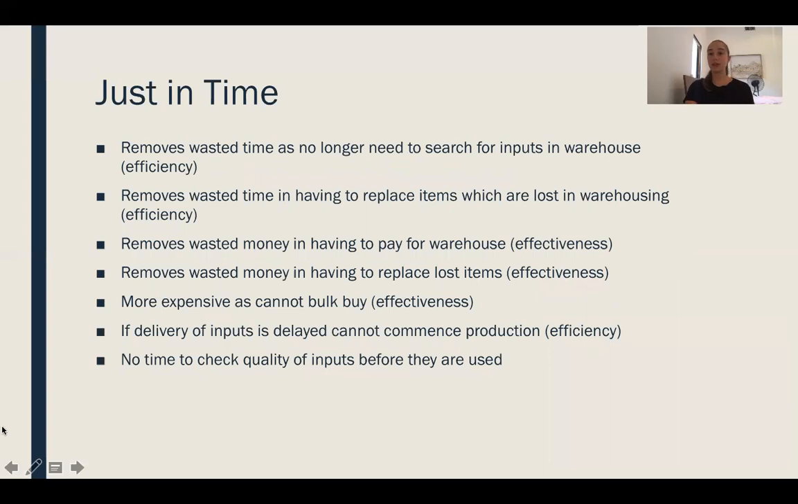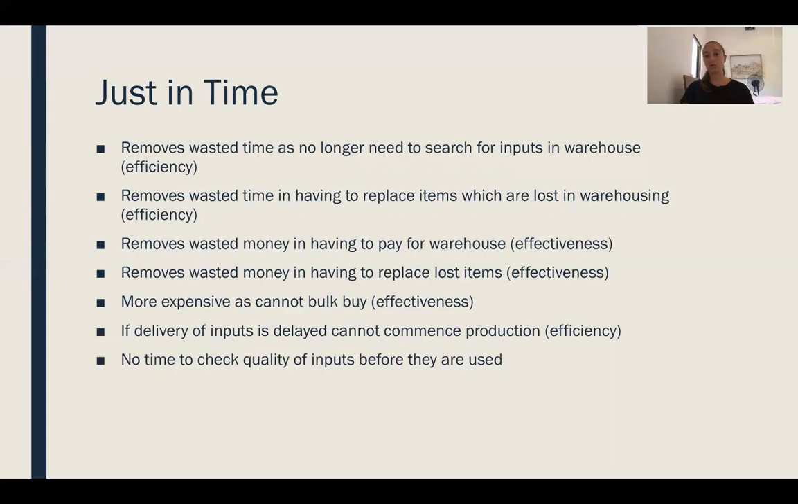Just in time is really, really important for a business as it removes wasted time, because the business no longer needs to search for inputs in warehousing. So the inputs are delivered for them, in the exact quantities that are needed in the morning of production, rather than having to waste an hour finding all the inputs in a warehouse, especially for a big business that might have a million different boxes of different inputs. It also removes wasted time in having to replace items which are lost in warehouse. For a business that has warehouses of millions of different items, it's so easy for things to get lost. And so it's a massive time waster for a business to have to wait for items to be replaced.